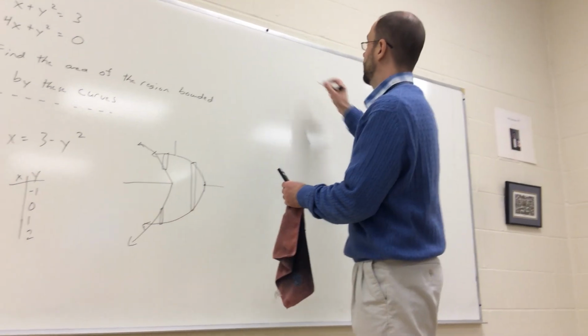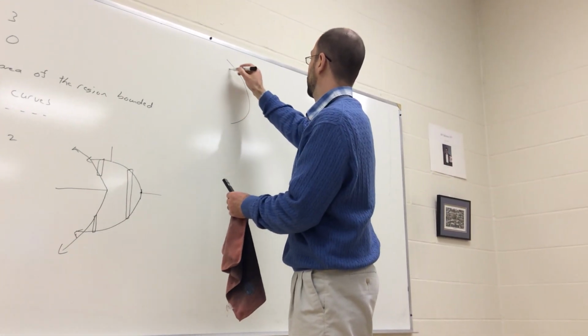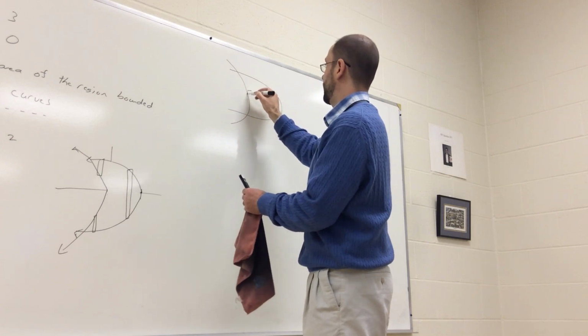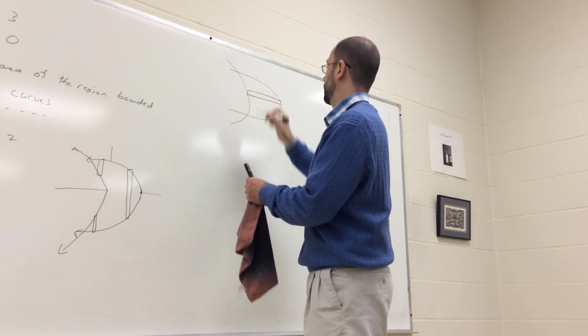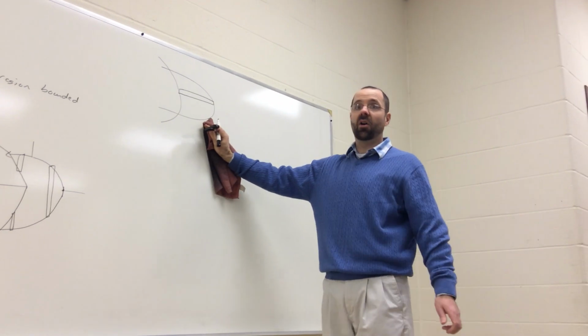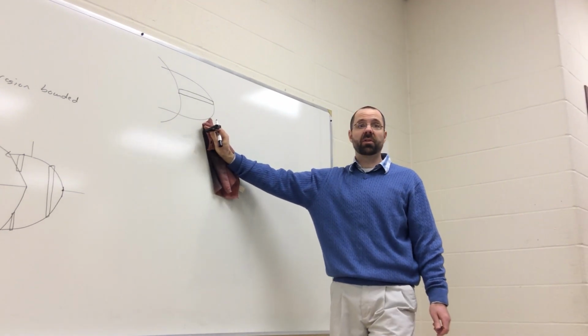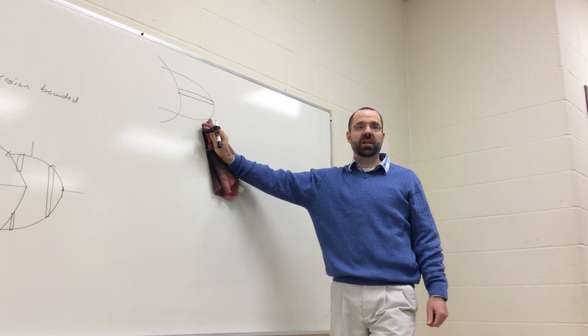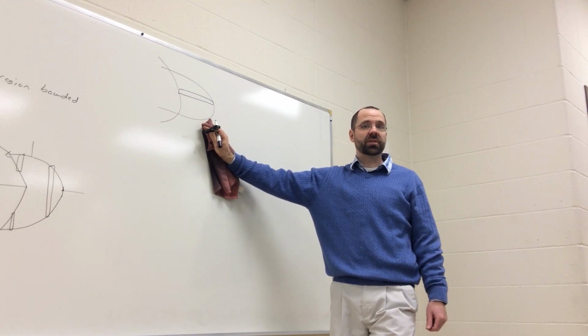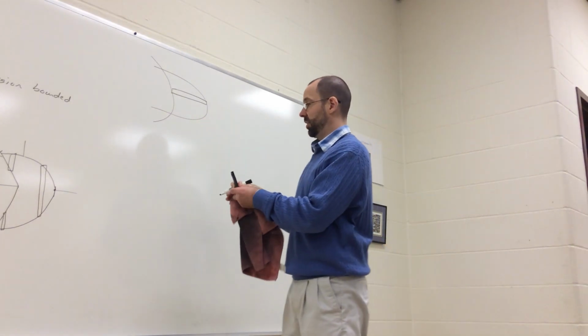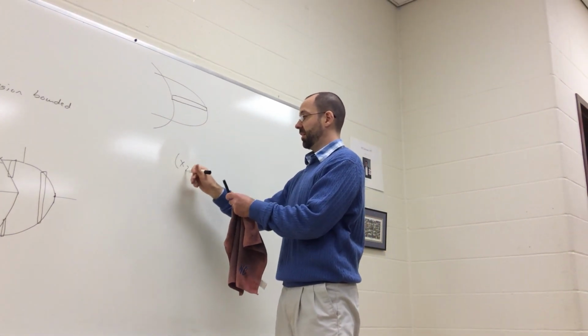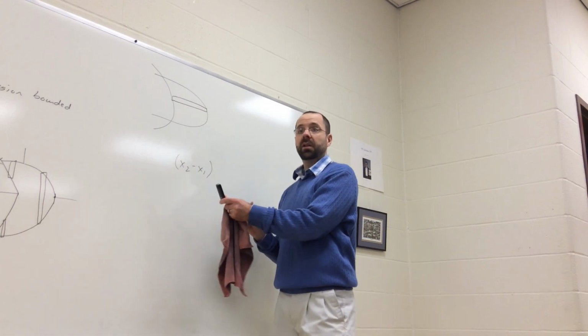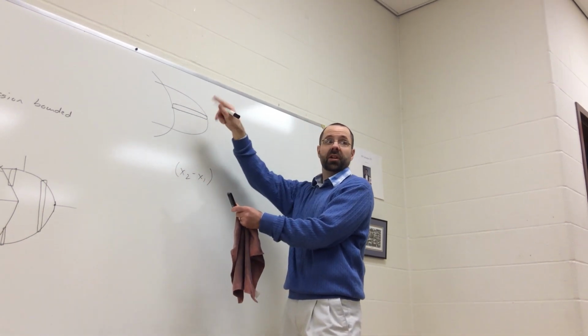On the other hand, if you do it with sideways rectangles, they all go from the one parabola to the other parabola. So that's why sideways rectangles are a better choice on this problem. Okay, so that means that our heights are going to be x2 minus x1. And that means our widths are going to be dy.